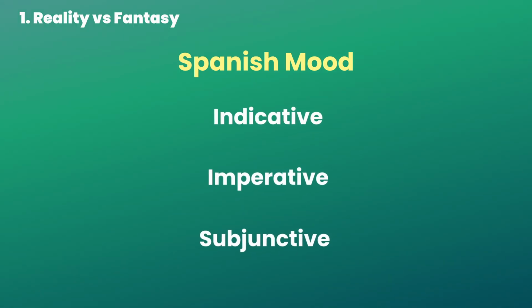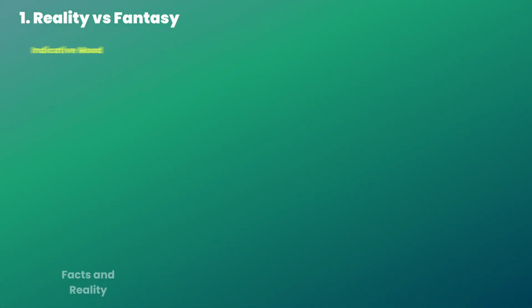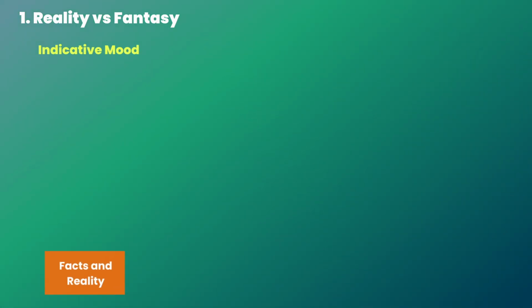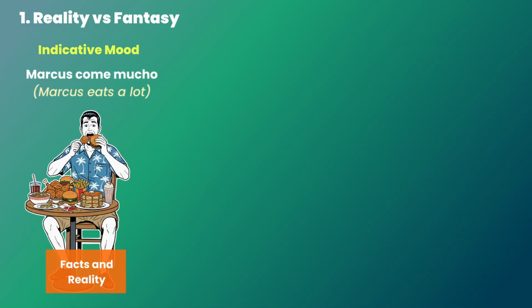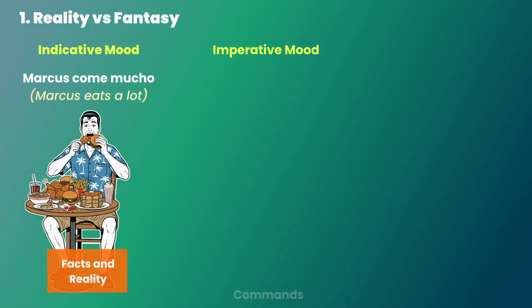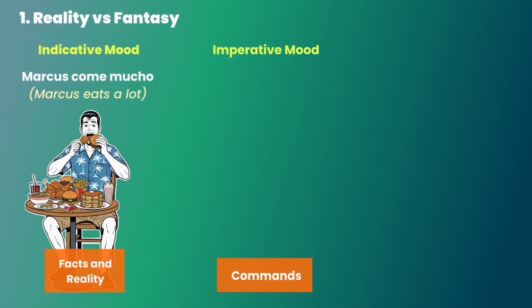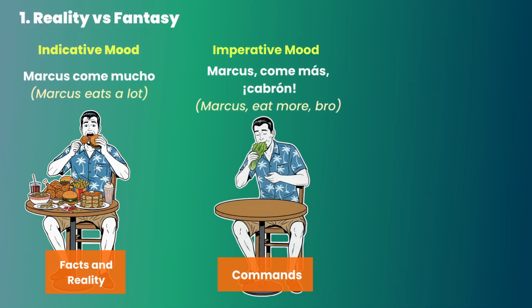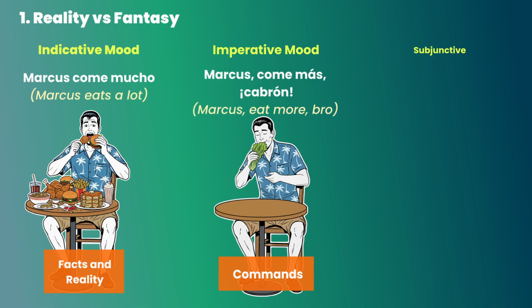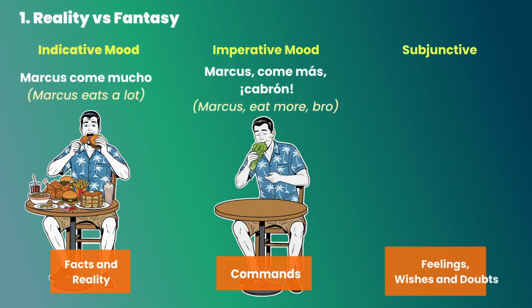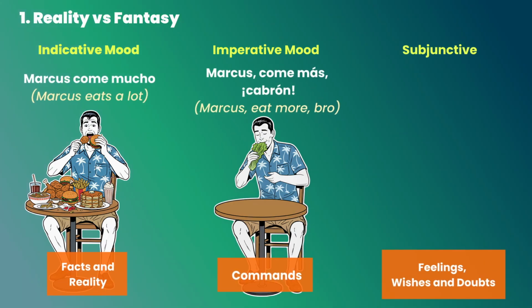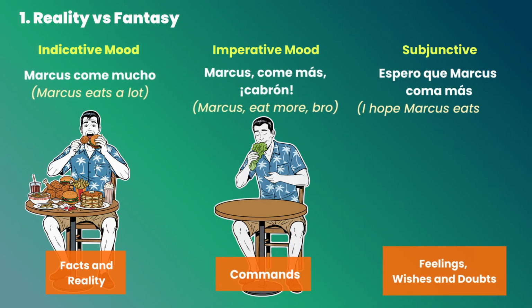Indicative mood is used to describe facts and reality. We use this mood when we know what we're talking about. Marcos come mucho. Imperative mood is used for commands. This is when we tell someone to do something. Marcos, come más, cabrón. Finally, we use subjunctive mood to describe feelings, wishes and doubts. This is something that we do not know for certain. Espero que Marcos coma más.